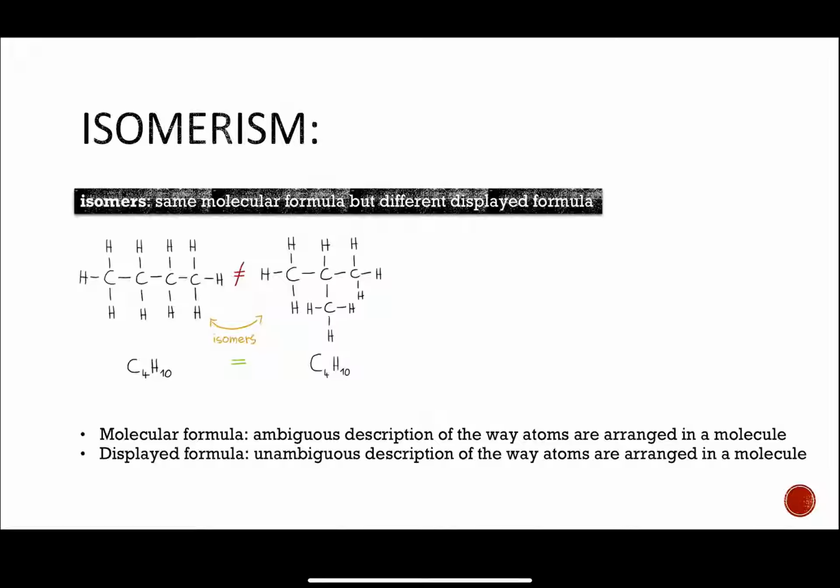And the molecular formula, thus, is an ambiguous description of the way atoms are arranged in a molecule, and the displayed formula, where all the atoms and all the bonds are shown, is an unambiguous description of the way atoms are arranged in a molecule. So if I only had the molecular formula C4H10, I wouldn't know whether the left or the right molecule is actually meant. It's ambiguous.